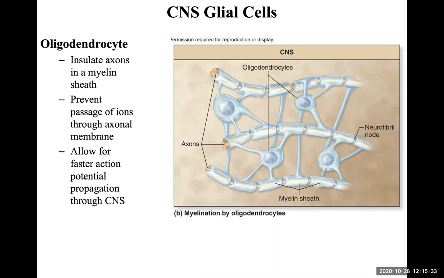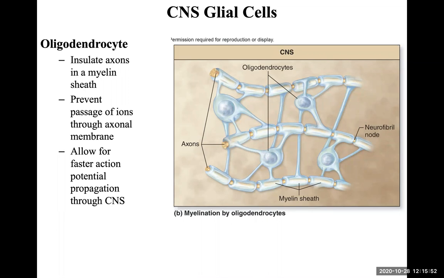Myelin itself is made up of a big percentage of adipose tissue, so it's a fatty insulative sheath that goes around the axon. And again, what it does is increase the rate at which the action potential is propagated along the length of the axon.